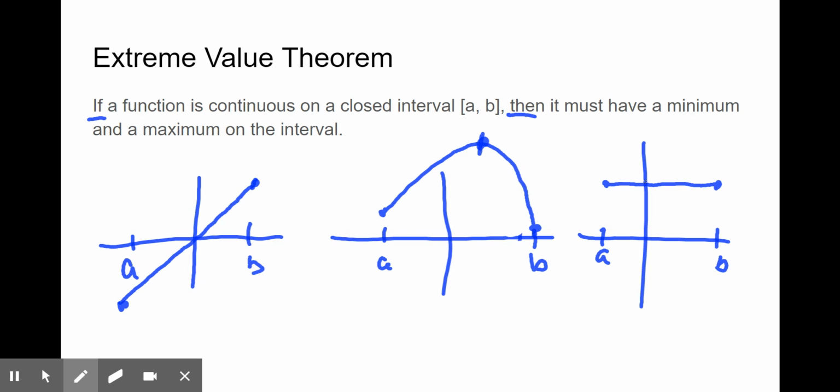If a function f is continuous on a closed interval AB, and again, the interval has to be closed, okay? If the interval is open, then the theorem doesn't hold. There's an absolute max over here at A. The question is, where would the absolute min be? But there is no absolute min.